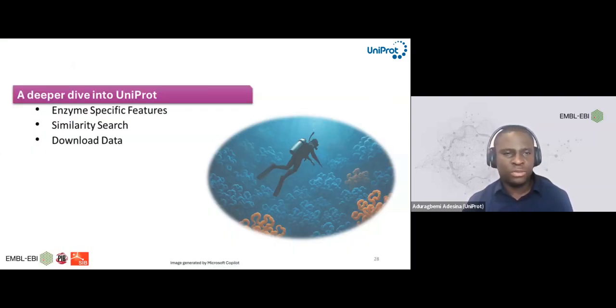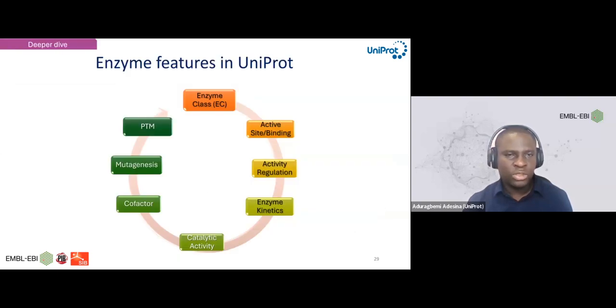So now let's take a deep dive into UniProt. In this part, I'll be talking about specific features as they relate to enzymes, how you can do similarity searches using compounds, what to do if you have a protein of interest that you already have, and how to download some data. So we walk through from an EC number to active sites, binding, activity regulation, enzyme kinetics. These are all the features that are available in UniProt, and they can be very useful when you are doing the beginning of your search. Like I said in the beginning, if you have a freezer that is already organized and labeled, you could just go there and pull the things you want, and it will make life a lot easier and simpler.